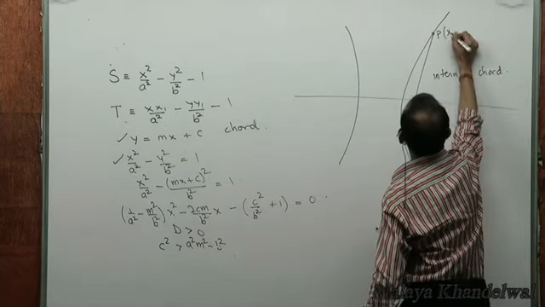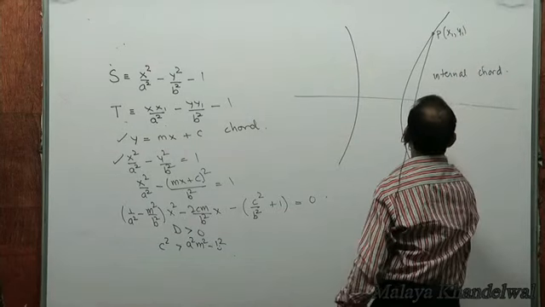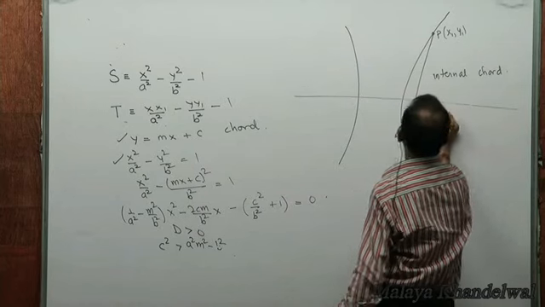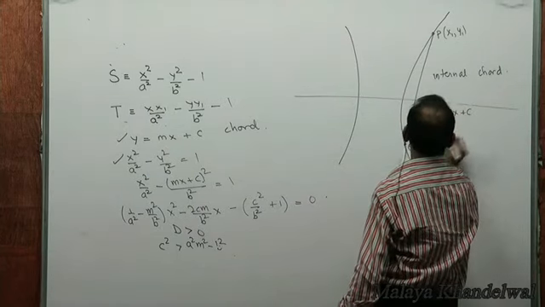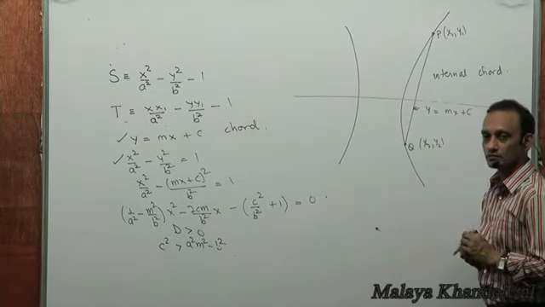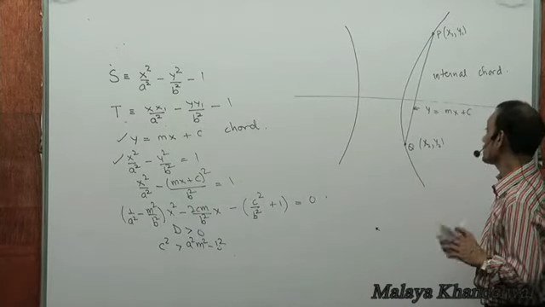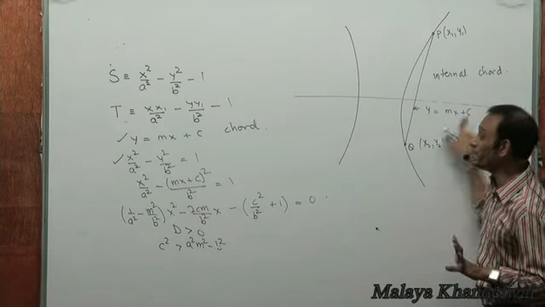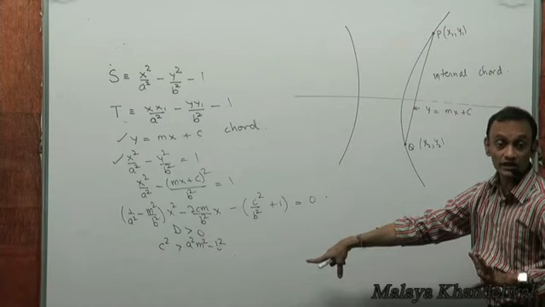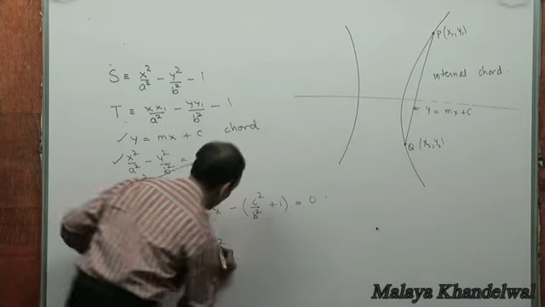P has coordinates x1, y1, and Q has coordinates x2, y2. This is a line y equals mx plus c. And c squared has to be greater than a squared m squared minus b squared. That will cause it to be a chord.